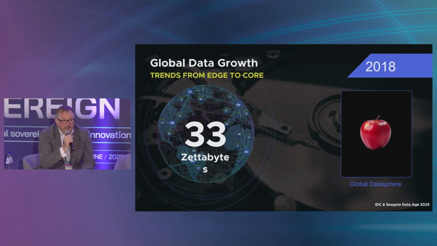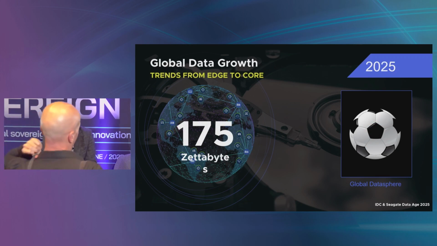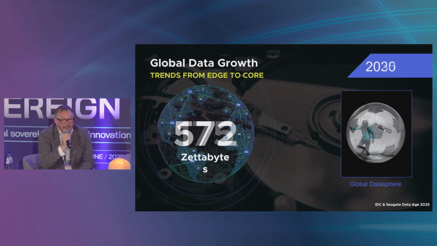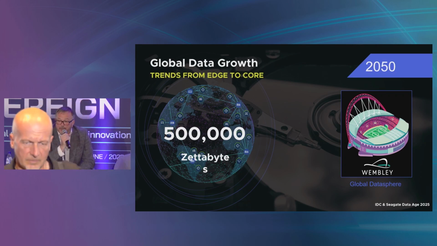And in 2018, around the world, in core and edge, we had about 33 zettabytes of data. Now, from an analogy perspective, think of that as an apple. Today, we have about 175 zettabytes of data around the world in core and edge. By 2030, we'll have 572 zettabytes. So think of a really big ball, one of those things called zorbing, isn't it, where you run down a hill really fast in a ball. But by 2050, you're going to need a ball the size of Wembley Stadium to store the data in. 500,000 zettabytes of data. Huge exponential growth, and that's why this is so important now.